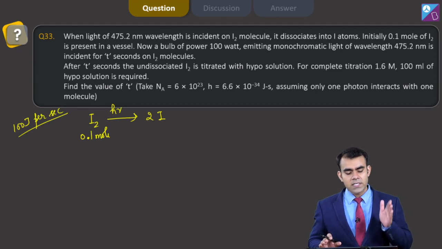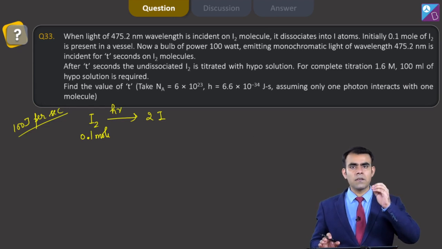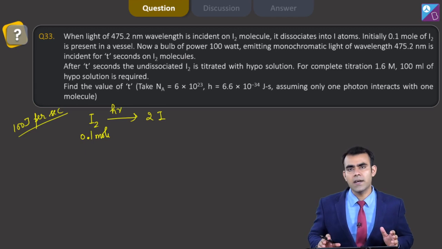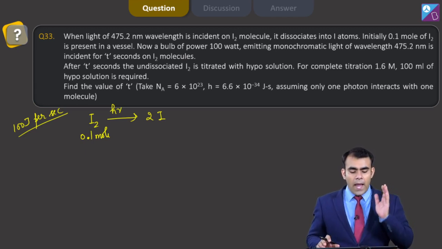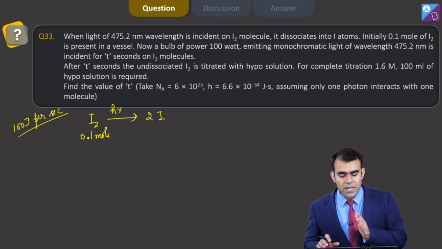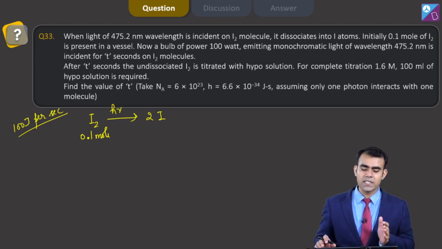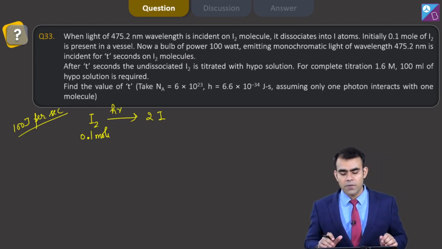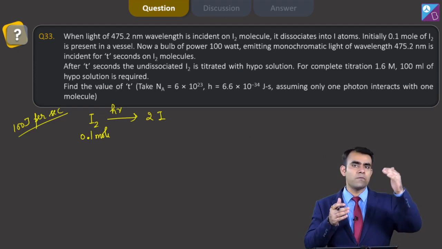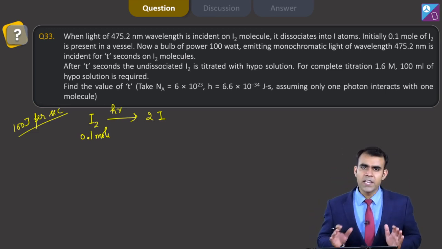Now after T seconds, the undissociated I2. So after T seconds, what happens? Some part of I2 has been dissociated into I and some part remains undissociated. And this undissociated I2 is titrated with hypo solution, and for complete titration 100 ml of 1.6 molar hypo solution is required. Find the value of T assuming only one photon interacts with one molecule. See, this question is interesting. Here we do not have to move from top to bottom. Here we'll move from the last to the initial part.